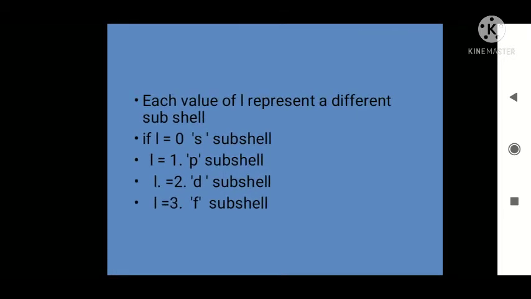Now each value of L represents a subshell. For example, if the value of L is equal to 0, that represents S subshell. And if L is equal to 1, that represents another subshell, that is P subshell. And if L is equal to 2, that represents D subshell. And if L is equal to 3, that represents another subshell, that is known as F subshell.